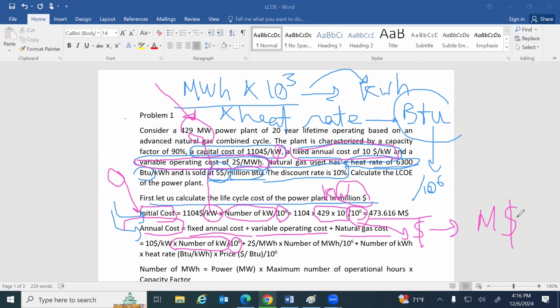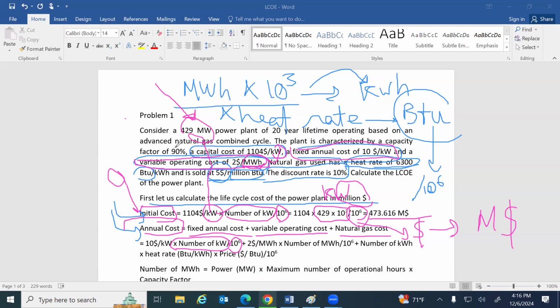Okay. And finally, for the variable operating cost, this one is defined per megawatt hour. So here we use the capacity factor. We already did it. You do it once and then you use the result. So to get the number of megawatt hour, as we mentioned, you use the power of your power plant.